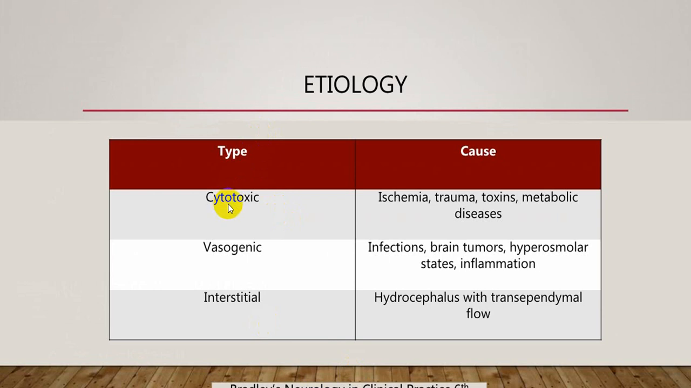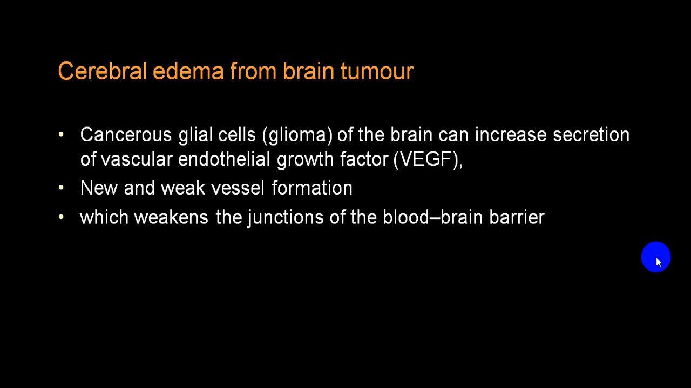So a classical example of cytotoxic edema is one which produces damage to the cell wall, and the sodium-potassium pump is being damaged, like in ischemia, trauma, toxins, metabolic disorders, etc. While vasogenic is secondary due to a break in the blood-brain barrier system, and that will be produced by infection, tumor, hyperosmolar states and inflammation. And interstitial is because of hydrocephalus. These are the three common varieties of edema.